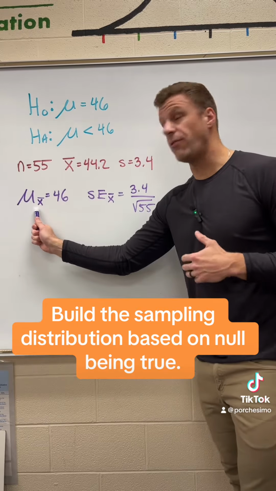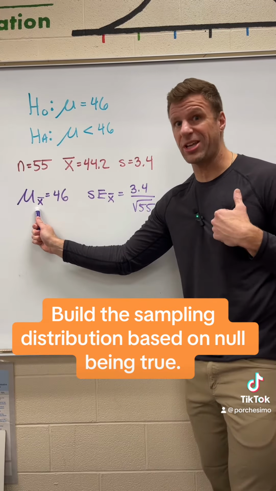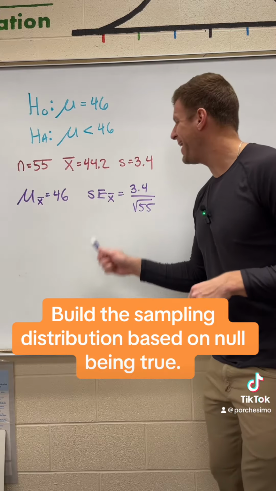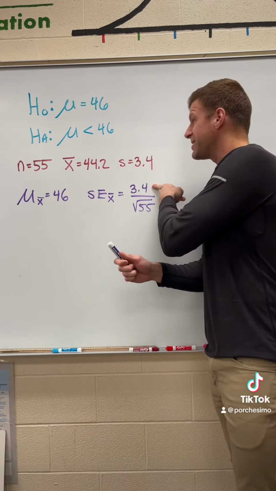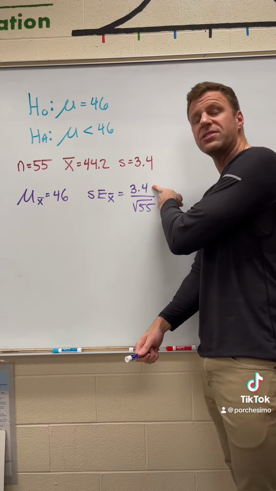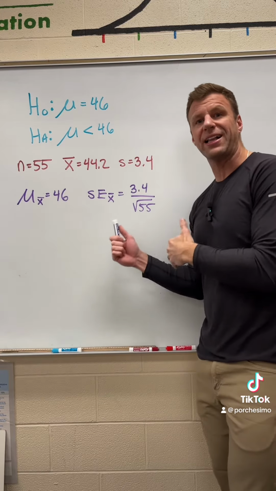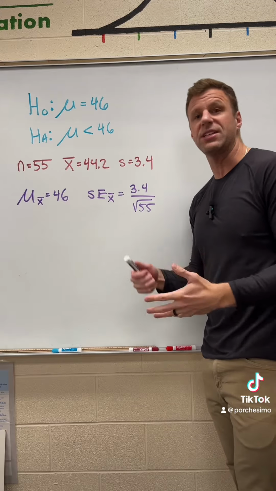So the mean of all possible sample means, just like mine, is assumed to be 46. And the standard deviation, well, actually, I have to use standard error because I'm using the standard deviation of my sample instead of the standard deviation of the population. And that's exactly why it's going to be a t-test instead of a z-test.